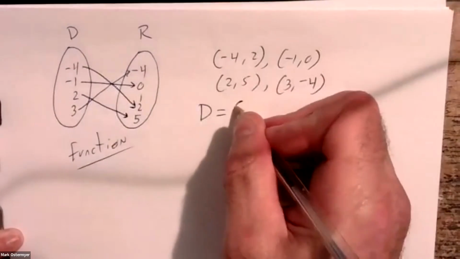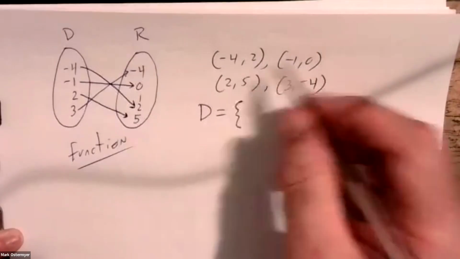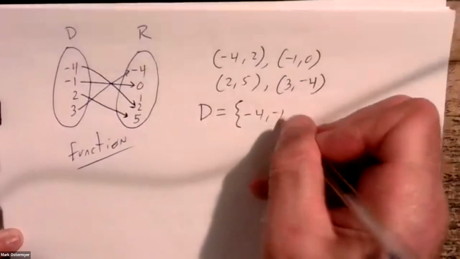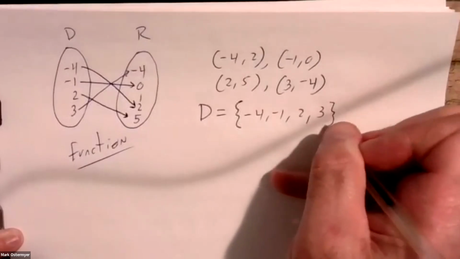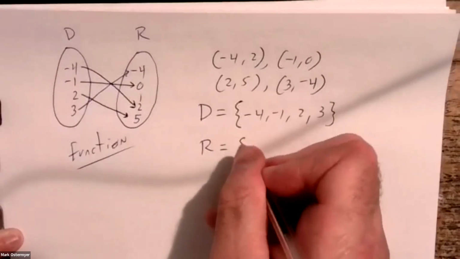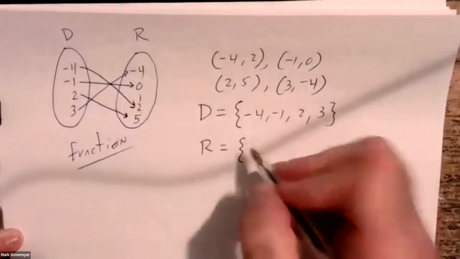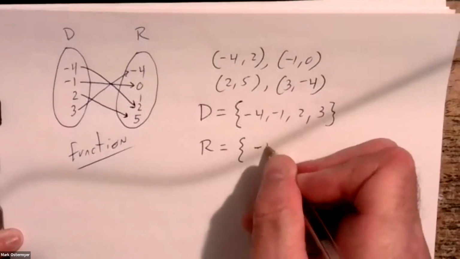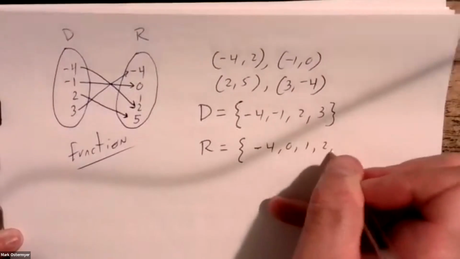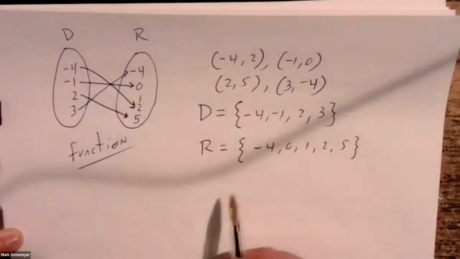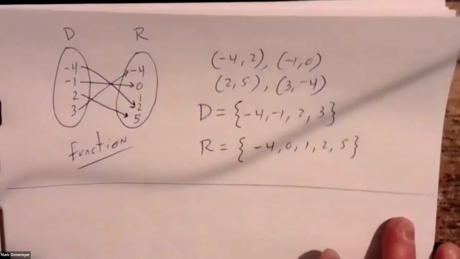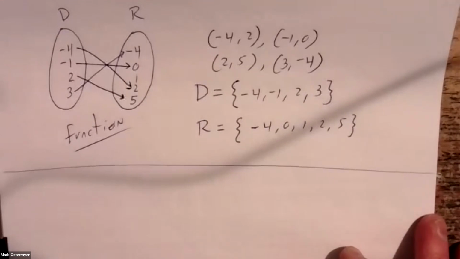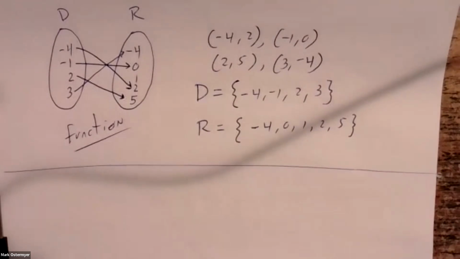What would be the domain? The domain is a set of all x coordinates of this function here. So that would be -4, -1, 2, and 3. That's the domain. What's the range? The range is a set of all y coordinates of this function, which would be -4, 0, 1, 2, 5. That would be the domain and range. Any questions about what a relation is, what a function is, what the domain and what the range of a relation and or function is?